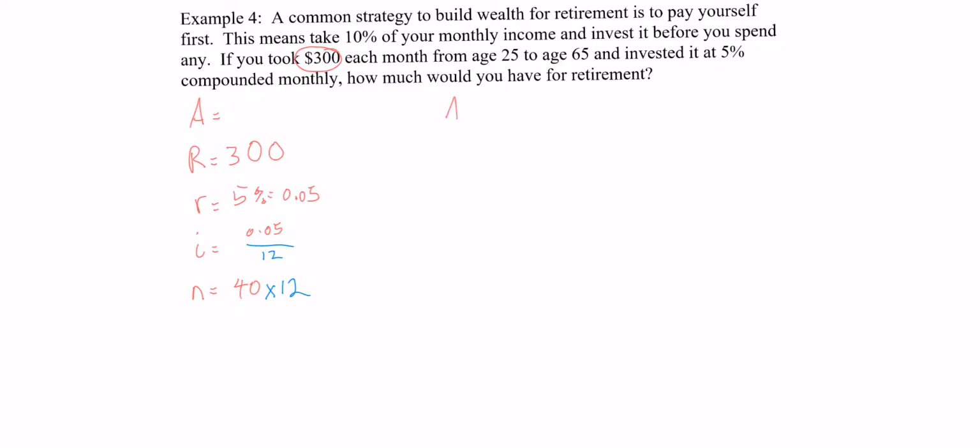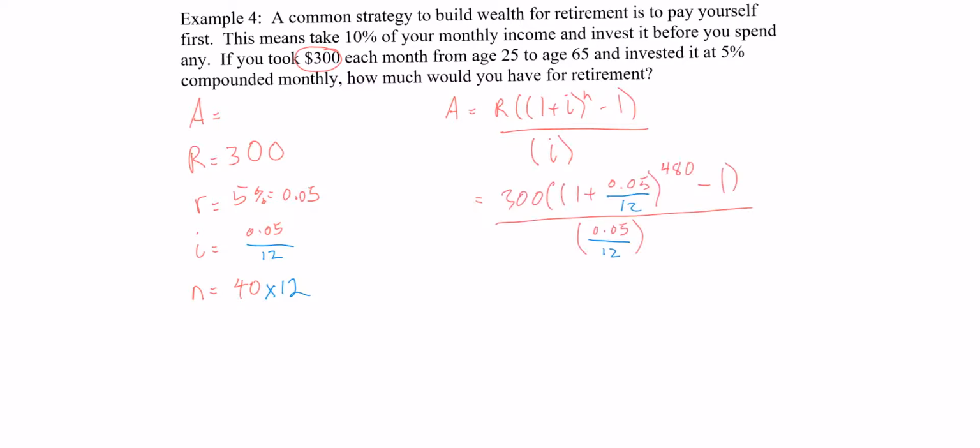As usual, we always have to start by writing our equation. A is equal to R bracket 1 plus I to the n minus 1 and bracket divided by bracket I. These brackets that are on the bottom of the fraction are the most important thing in the entire equation. If you don't do that, your numbers will never come out right. So now, let's do the substitution.